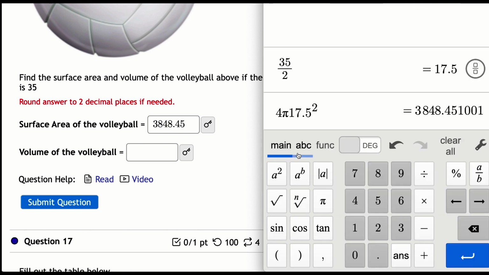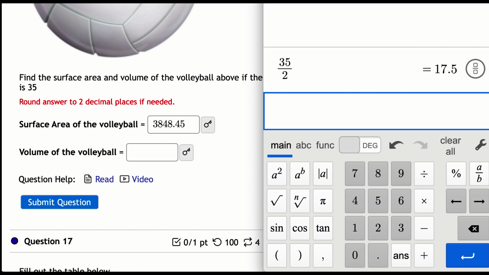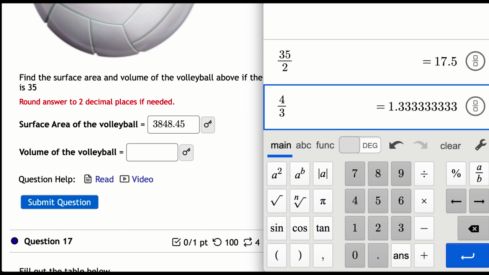We'll do that next. So if your radius is 17.5, we're going to go 4/3 pi and then times your radius. Oops, that's not it. It is 17.5. And then we're going to cube that. And I get a final answer of this.